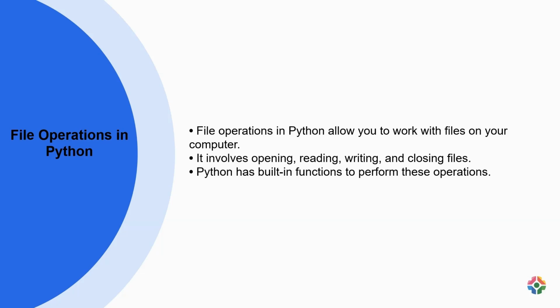For instance, the open function is used to open a file, read and write functions are employed for reading and writing content, and the close function is used to properly close the file once operations are completed. This systematic approach enhances file handling efficiency in Python.